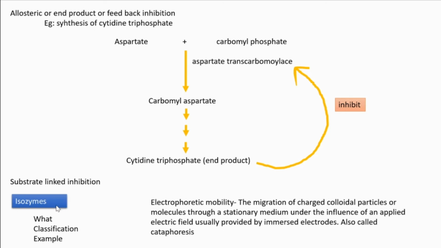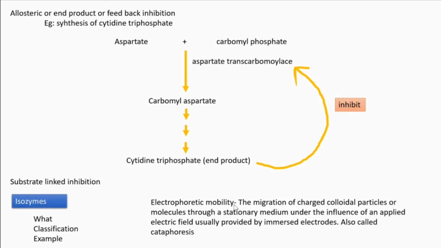Next, isoenzymes. First we need to understand what isoenzymes are. They are multiple forms of the same enzyme. Isozymes are multiple forms of the same enzyme. The difference is only with respect to their electrophoretic mobility, molecular structure, affinity towards different substrates, or response to different inhibitors.